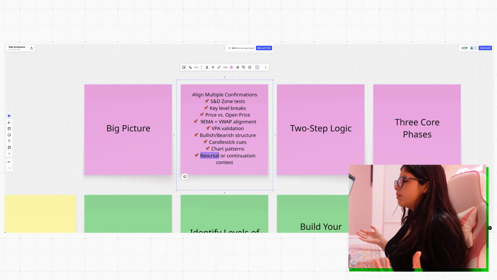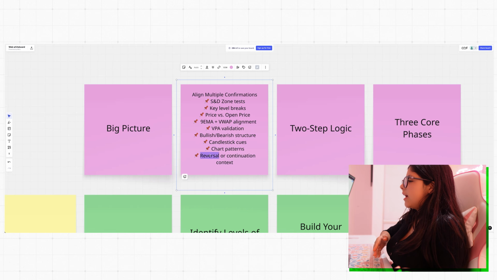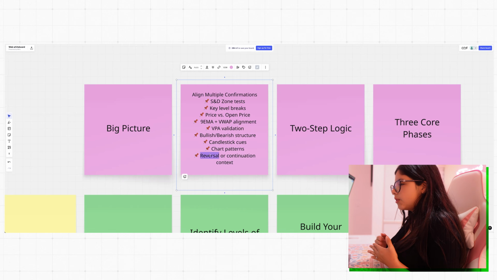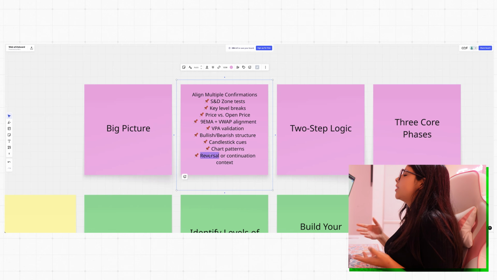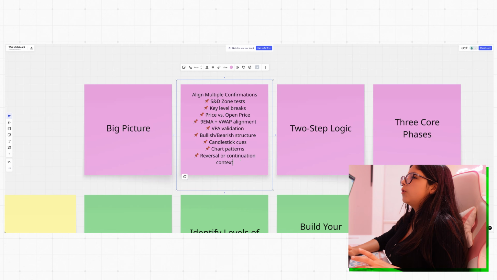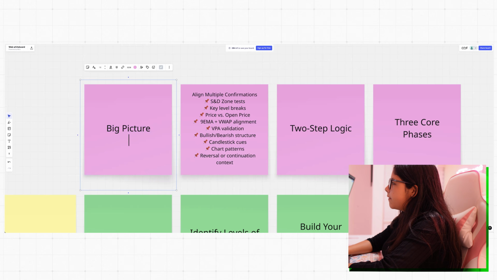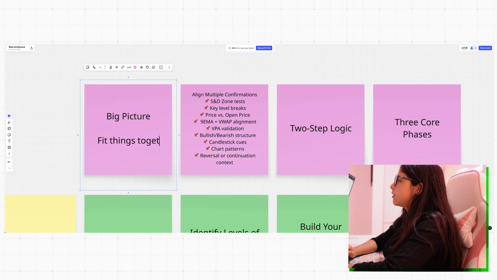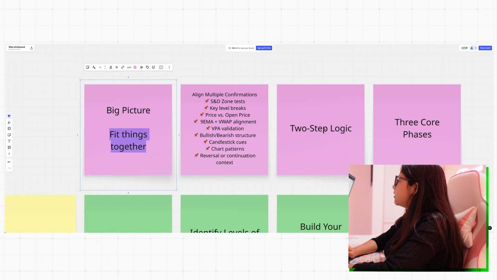Or if the stock has been in a really strong uptrend and it's continuously making higher highs, maybe you mark a demand zone and you wait for price to come back to the demand zone, and then you take a call because that's continuation of the uptrend. So this is the first part. It's basically, I want to fit things together for you guys. Get the big picture, fit things together.